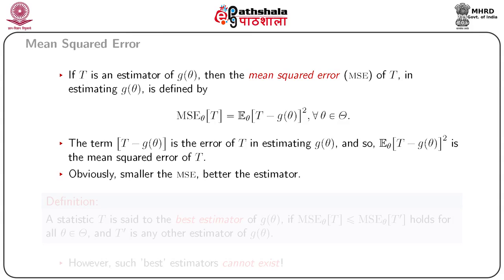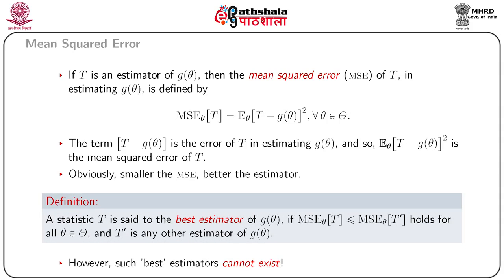Naturally, we would prefer an estimator with smaller or smallest MSE. If such an estimator exists, it will be the best for the parameter g. An estimator t is said to be best for g if it has the smallest MSE among all estimators of g, that is, MSE of t under theta is less than MSE of t dash under theta for all theta belongs to script theta for any other estimator t dash of g. The problem is that no such best estimator will exist in this sense.